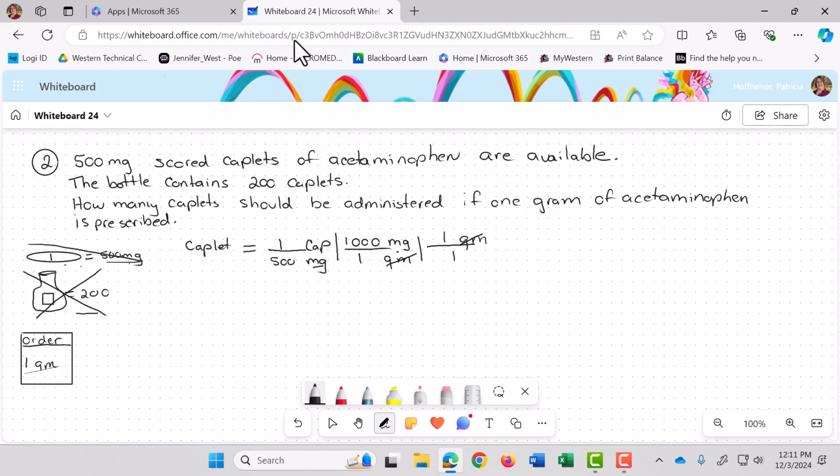So the grams matches, so you can cross them out. Milligrams matches, so you can cross that out. The only thing remaining is caps, and caps is what we're seeking. So then they multiply all their numerators together, which equals 1,000. And then either 1 by 1 with the denominators or all together, 500 times 1 is 500. Divide the denominator into the numerator, and you get 2. And I ask the students, 2 what? 2 caps. And that's how you calculate for capsules.